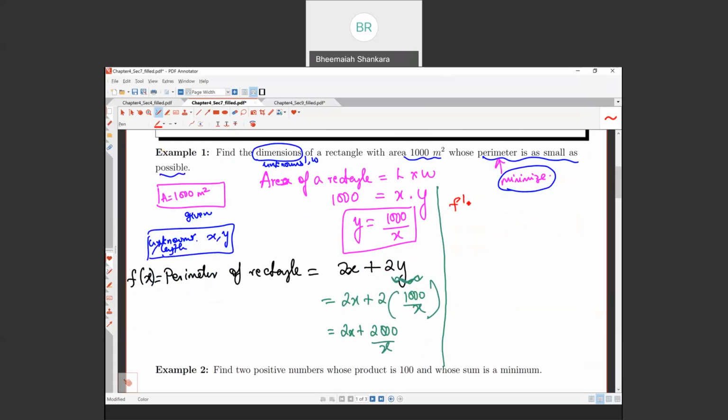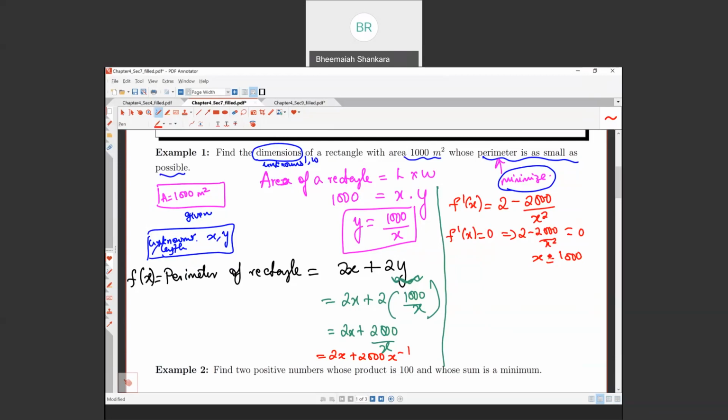So let me do the derivative of this function, f prime. I do the power rule of differentiation. So let me rewrite this as 2x plus 2000 times x to the negative 1. So derivative of 2x is 2. Derivative of x to the negative 1 will be negative 2000 times x to the negative 2, so it's x squared in the denominator. Then you want to equate f prime to 0. So 2 minus 2000 divided by x squared is 0. Solve for x and you see that x squared is 1000.